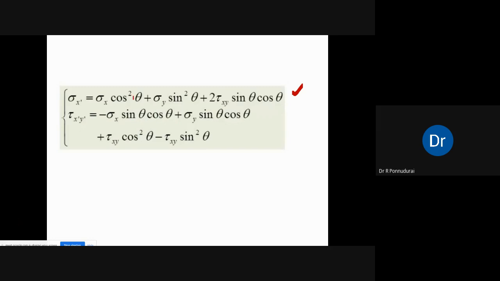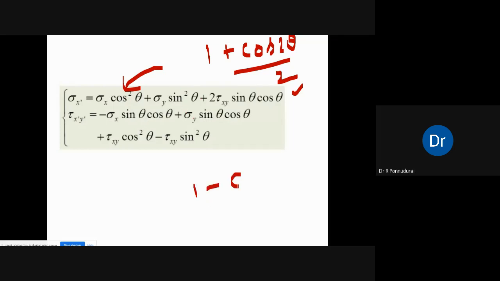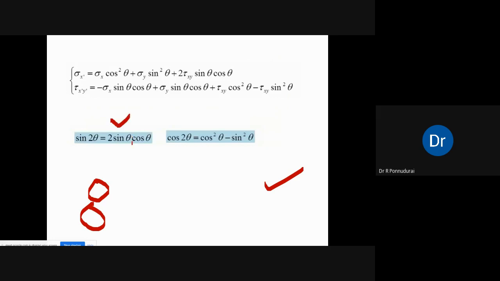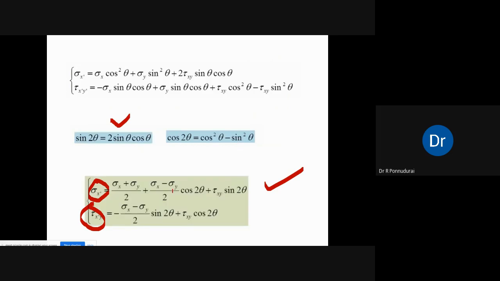So we can substitute, instead of cos square theta, 1 plus cos 2 theta by 2, and in the same way for sin square theta, 1 minus cos 2 theta by 2. And 2 sin theta cos theta will be sin 2 theta. After substitution, just expand the trigonometric expression. Ultimately we can get sigma x dash, using sin 2 theta, 2 sin theta cos theta, and cos 2 theta, that is cos square theta minus sin square theta. We can get this expression: sigma x dash is how much, and tau x dash y dash is how much?